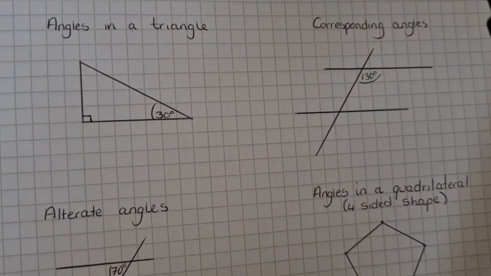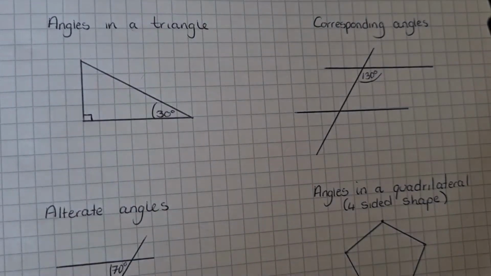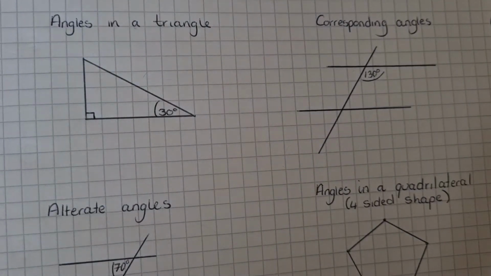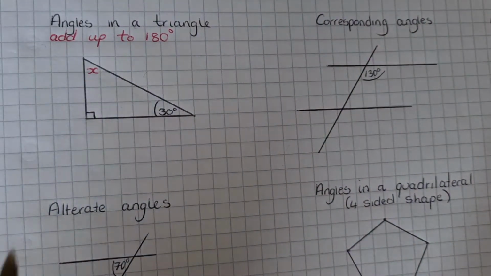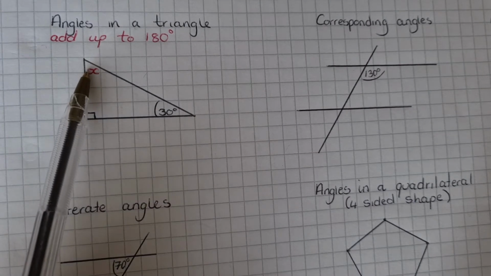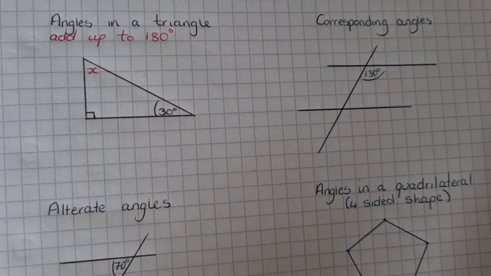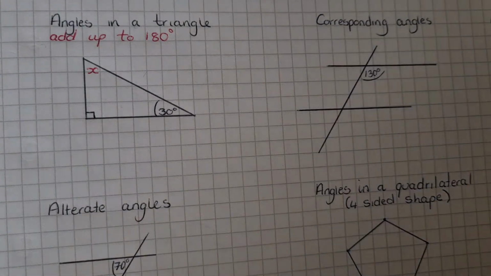Next is angles in a triangle. Now, the important thing to note about triangles is that all the angles add up to 180. So if we've been asked to work out a missing angle, what we need to do is add the angles that we know together, and then we can subtract that from 180.